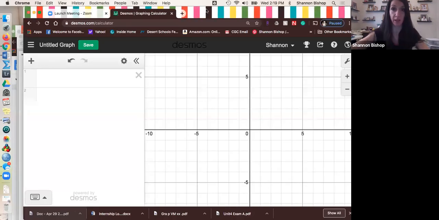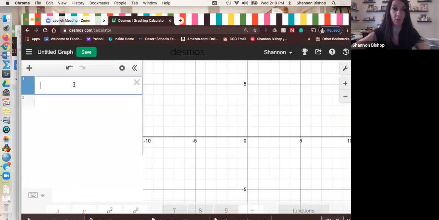Hi guys, we are here today to talk about radical functions, not rational, but radical functions. And this activity goes with the document that I have posted for you. So let's start in Desmos, shall we? Let me share my screen and we will take a look at what these graphs look like.